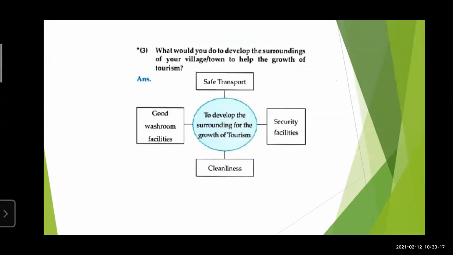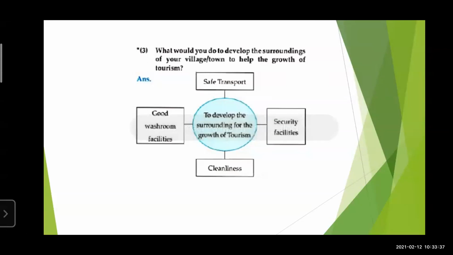My next question is an open-ended question. You can give your opinion as well in this. What would you do to develop the surroundings of your village or town to help the growth of tourism? Viewpoints like safe transport for the tourists, security facilities for the tourists, cleanliness and hygiene, and good washroom facilities.